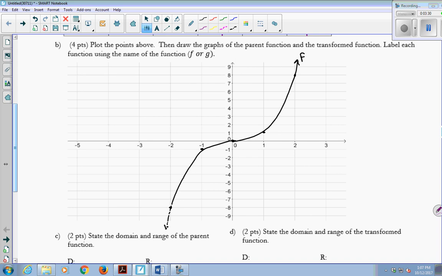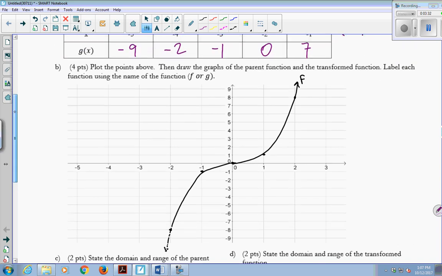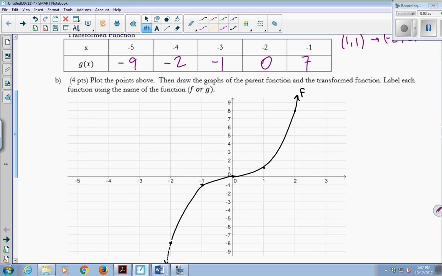And now I'm going to plot the corresponding points on G. I have (negative 5, negative 9), (negative 4, negative 2), (negative 3, negative 1), (negative 2, 0), and (negative 1, 7). Connect those. And that's my transformed function G. So you can see I moved it left 3, down 1, the whole thing.